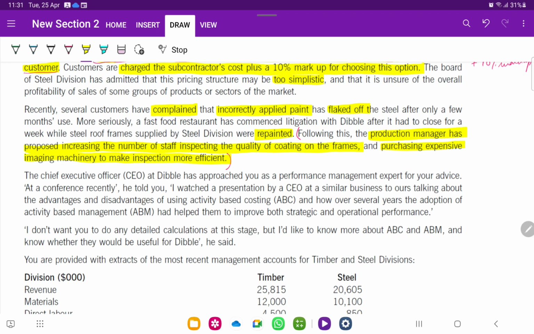At a conference recently, I watched a presentation by a CEO at a similar business to ours talking about the advantages and disadvantages of using activity-based costing, and how over several years the adoption of activity-based cost management has helped them to improve both the strategic and operational levels. So this is a kind of hint to the students that this is something which you are supposed to deal with.